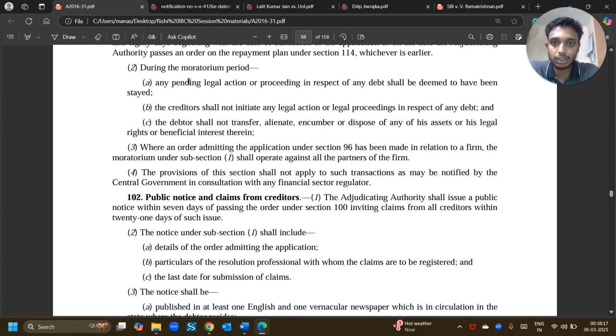B, the creditors shall not initiate any legal action or legal proceeding in respect of any debt. And C, the debtor shall not transfer, alienate, encumber or dispose any of his assets or his legal rights or beneficial interest therein. So here it's very clear that under 96 it's only with respect to any pending legal action or proceeding, whereas here section 101 covers two more scenarios, which is initiating of fresh proceedings or fresh legal action by creditors as well as alienation of properties by debtors. All of this is now prohibited by virtue of the moratorium.